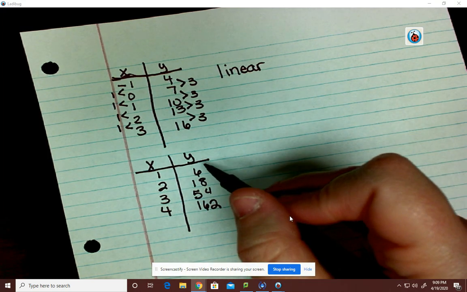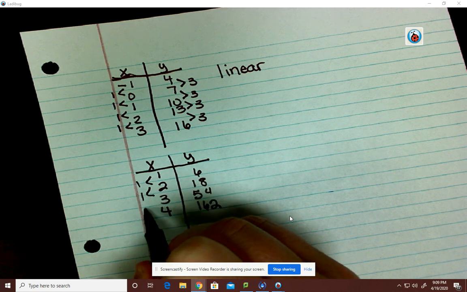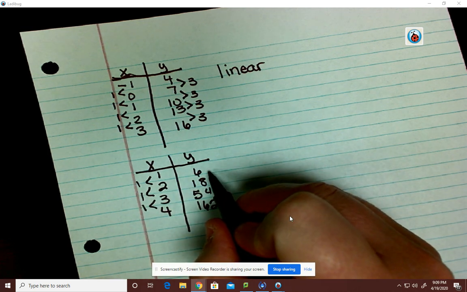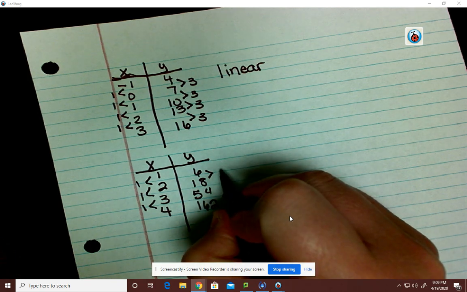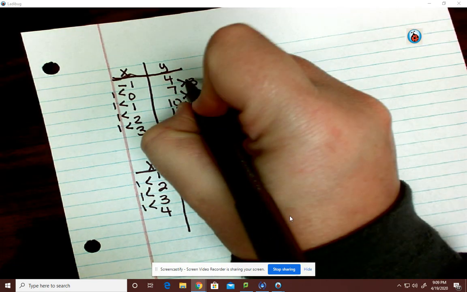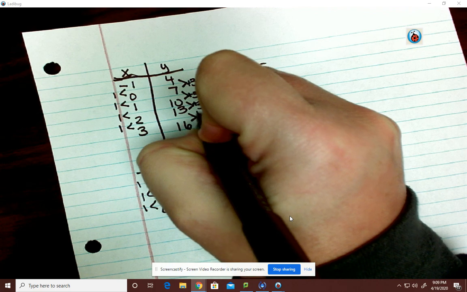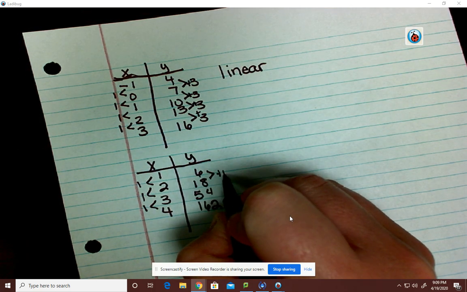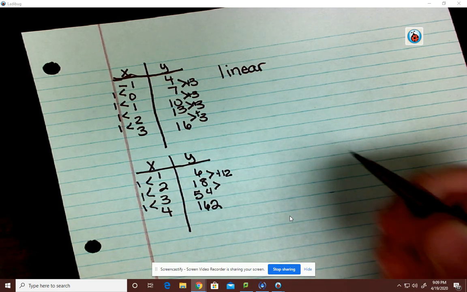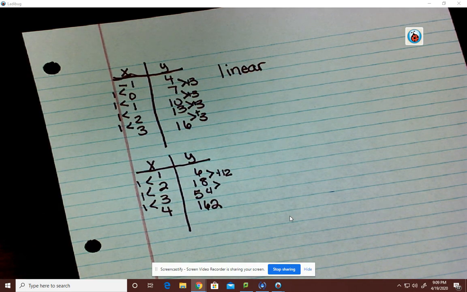Okay, on this one, this difference is 1. But this difference, from 6 to 18, we were adding, so I need to put the sign there. If I add to get from 6 to 18, that would be adding 12. But to go from 18 to 54, that's not 12, right? So that difference is not the same.